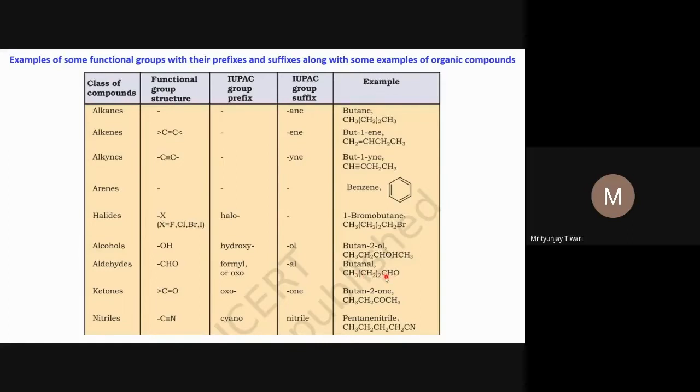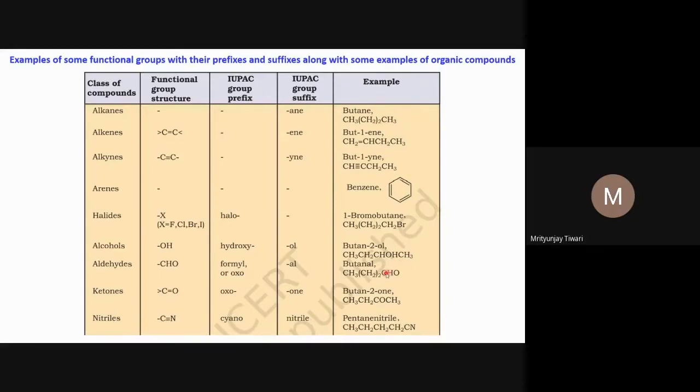So what else can one write? If this is at the second position, then the other compound is CH3, CH2, CH3 and this CHO, CH3, CH, CH3, and this CHO is at the second carbon atom. Then the numbering will start from the CHO end, and there will be one substituent, a CH3 group, as a branch.